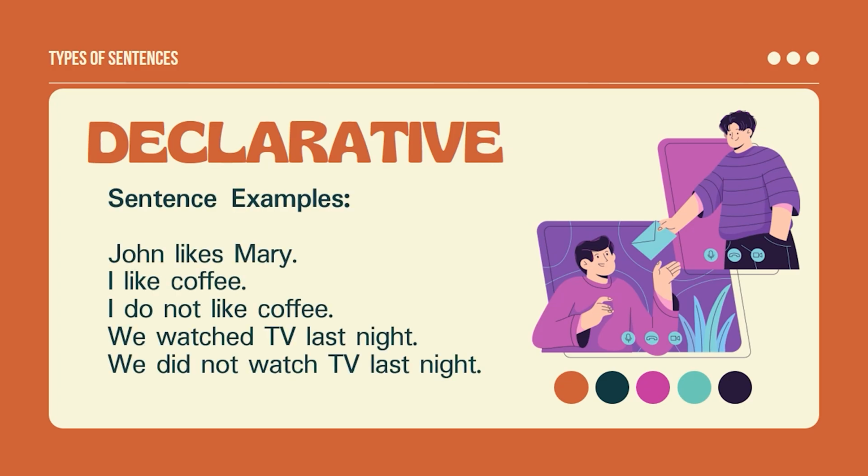Okay, so let's have some sentence examples for the declarative sentence. We have, John likes Mary. It is giving a statement. I like coffee. It can also be negative, which is, I do not like coffee. We watched TV last night. And for the opposite, it could be, we did not watch TV last night.